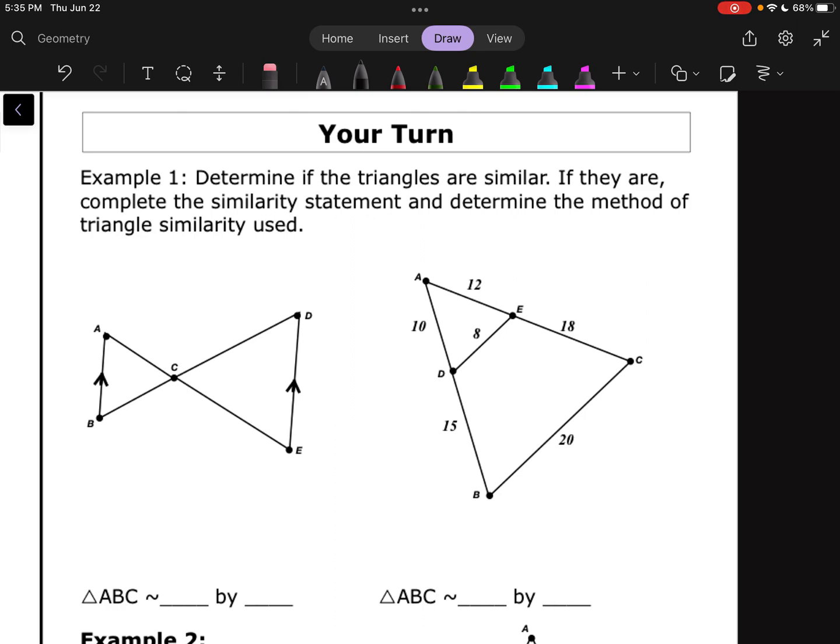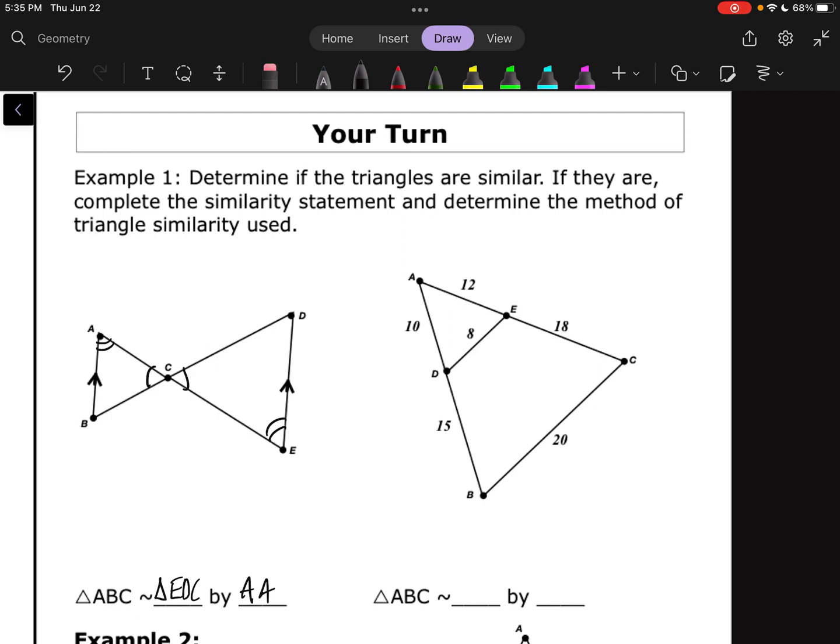All right, so this first one here, I got some vertical angles in there, those would count. And then I've also got some alternate interior angles that I could get from those lines being parallel. So I'll say triangle ABC is similar to triangle EDC by AA.